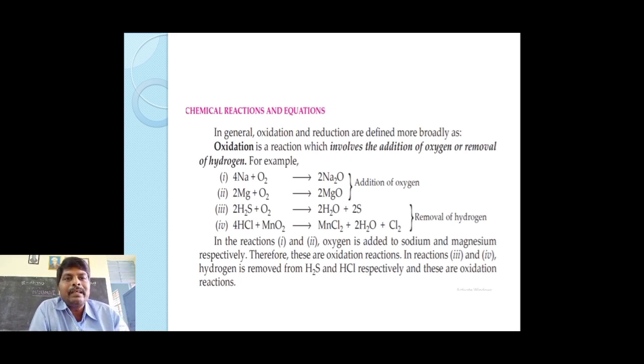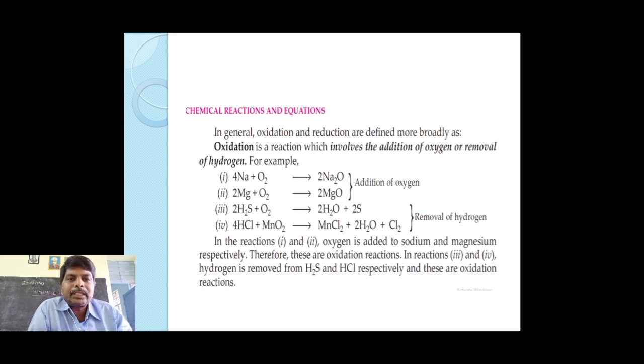For example, here I have given 4 reactions. 4Na plus O2 gives 2Na2O. Sodium metal reacts with oxygen, sodium oxide is formed. Similarly, magnesium metal reacts with oxygen, magnesium oxide is formed. In these two reactions, addition of oxygen takes place. So these two reactions you can consider as examples of oxidation reactions.